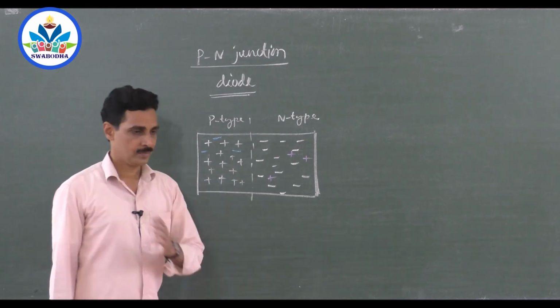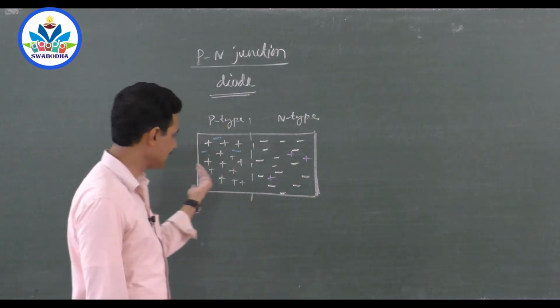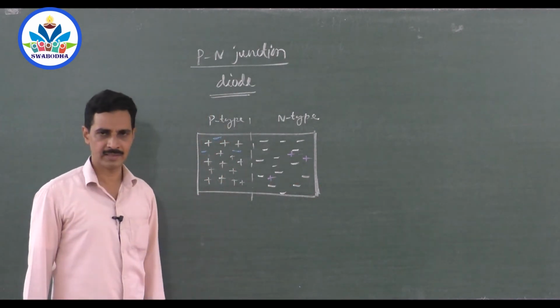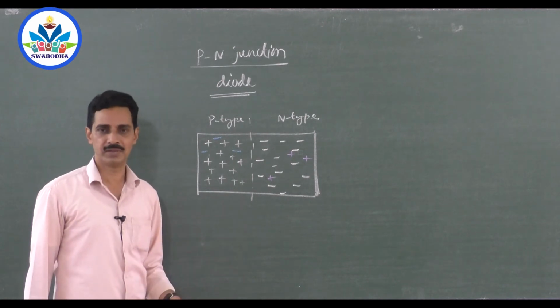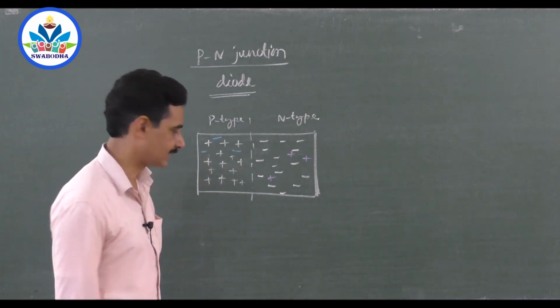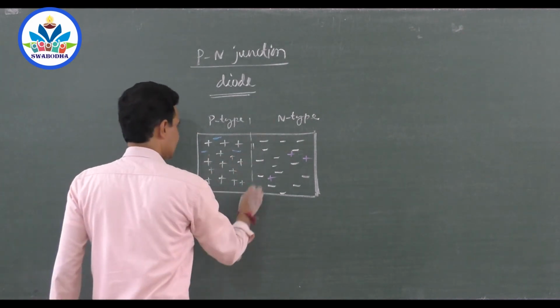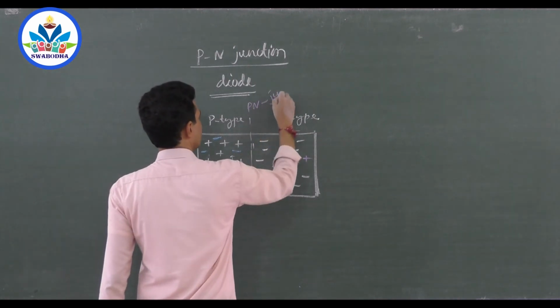Now mask one side and dope it with pentavalent impurity. Mask another side and dope it with p-type material, that is, convert it into a p-type semiconductor. That means dope it with trivalent impurity. Remove the mask. Now the diode construction starts. At the junction, this is called the p-n junction. This junction is called the p-n junction.